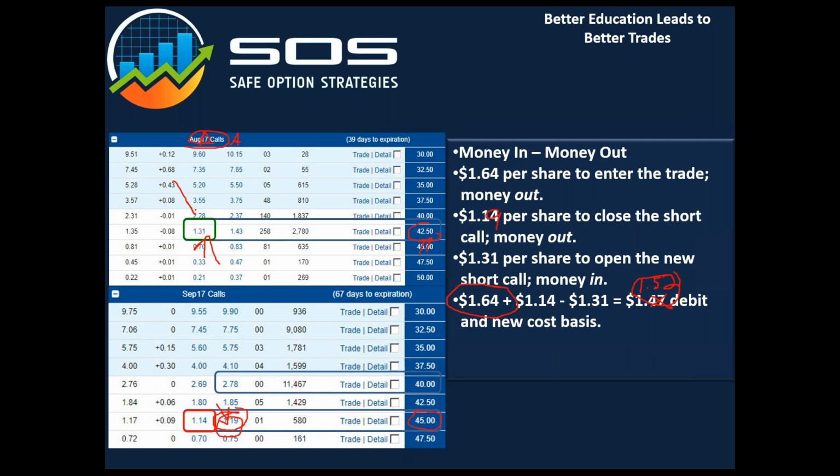As long as the money we're bringing in here is equal to or greater than the money we're spending, the money out right here, we're either going to maintain or improve our cost basis. And that's part of the goal of the adjustment. Change your cost basis to your favor and give yourself an opportunity to get back to a break even or profit in the trade.